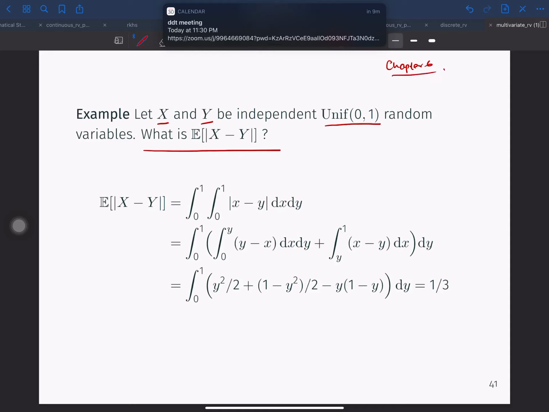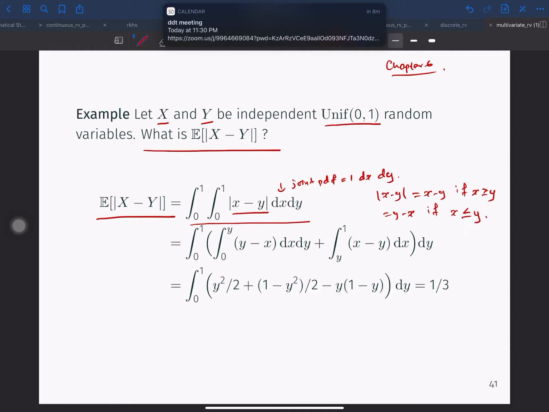But let's do a quick example now. So the expected value of |x - y| you write out as the double integral, the function, and this is the joint PDF, is equal to 1, dx dy. So now you're taking the absolute value of x minus y, so we see that |x - y| is equal to x minus y if x is bigger or equal to y, and is equal to y minus x if x is less than or equal to y.